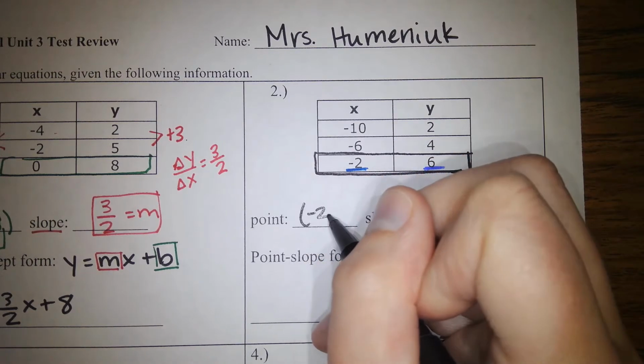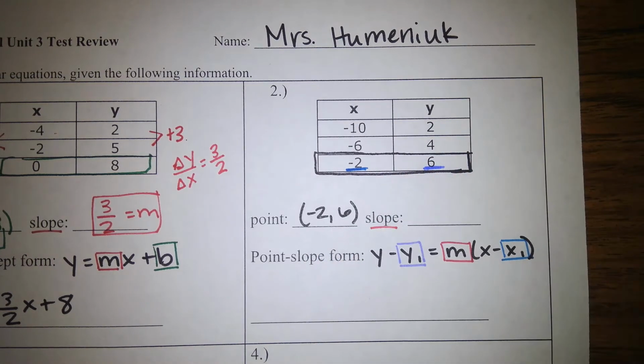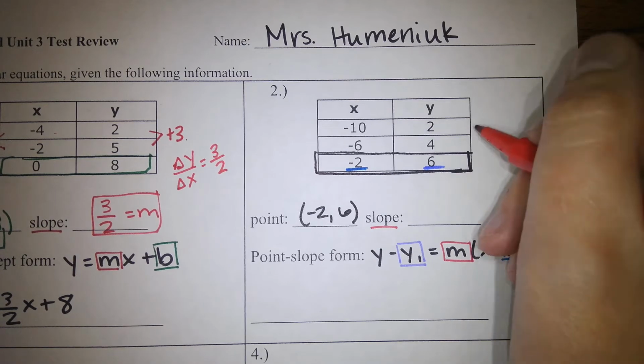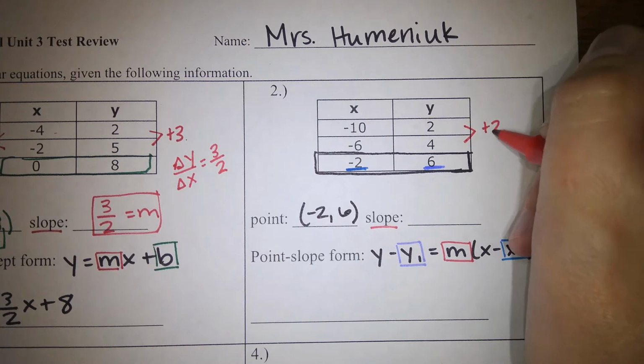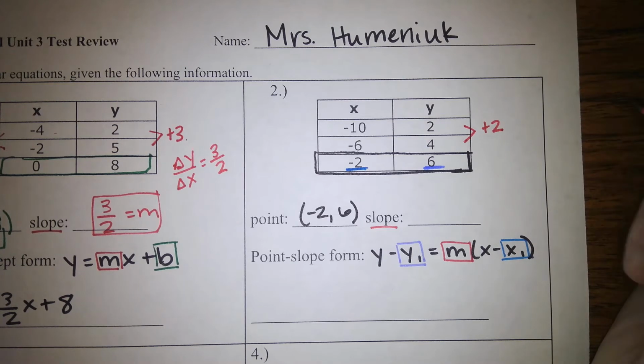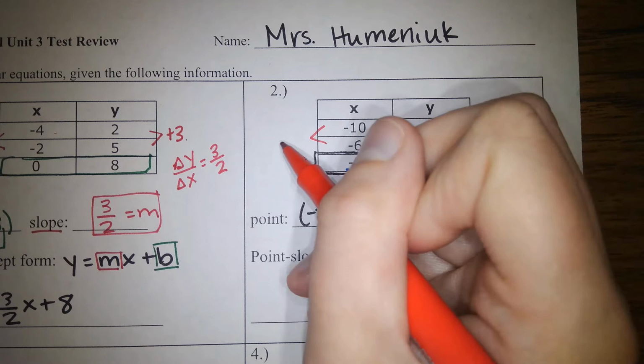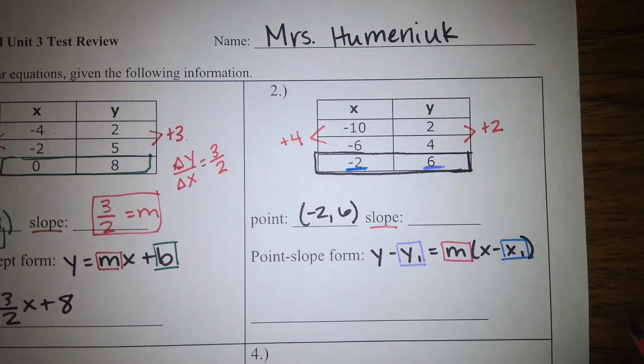My slope, we need to figure out the same way we figured out on the first one. We're going to do our change in y, which is +2, over our change in x, which is going to be +4.